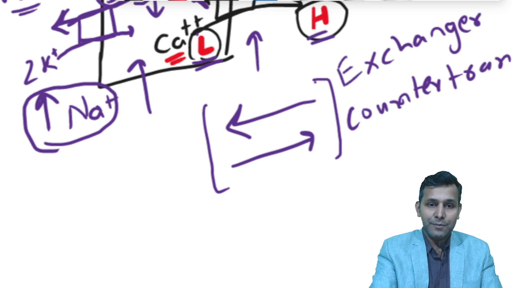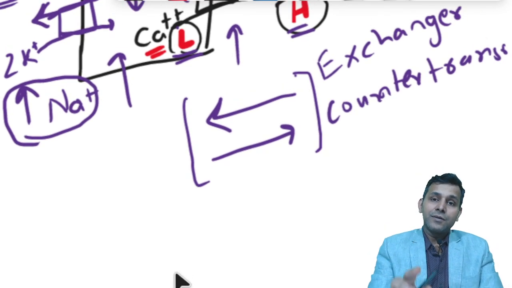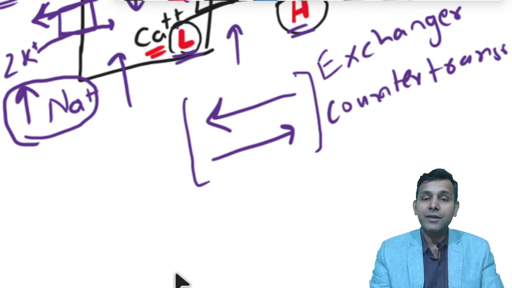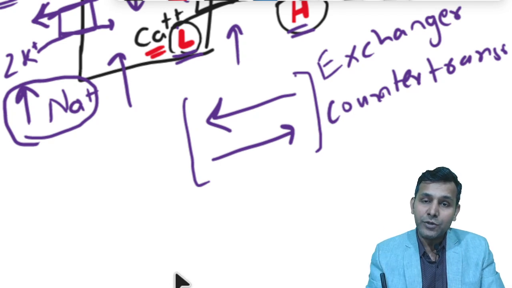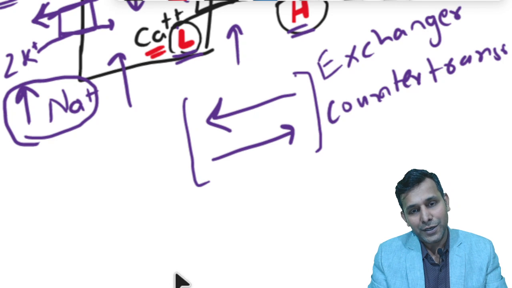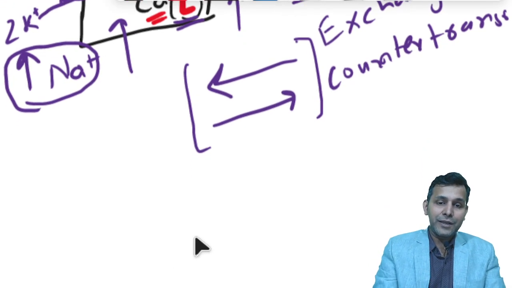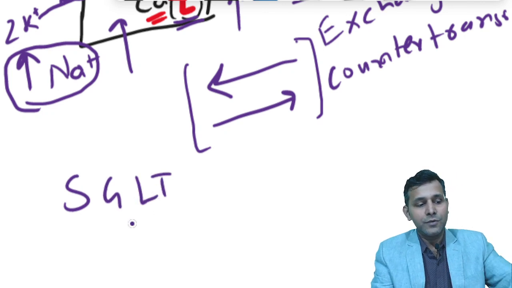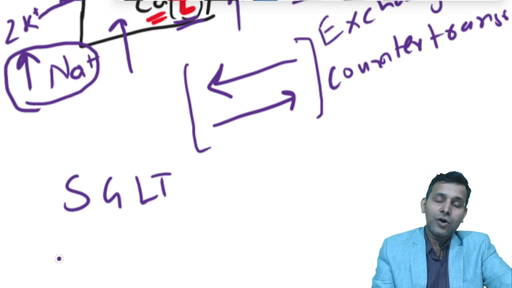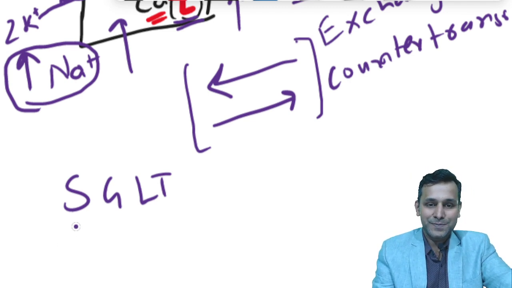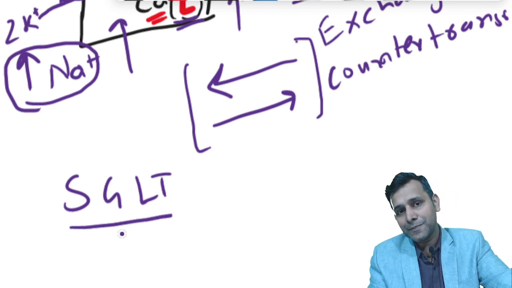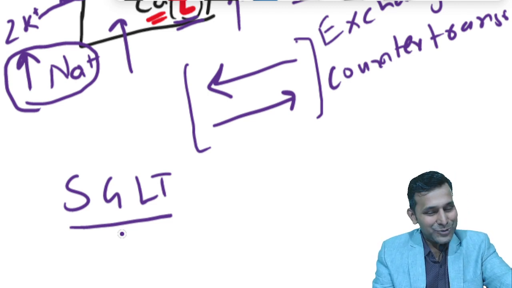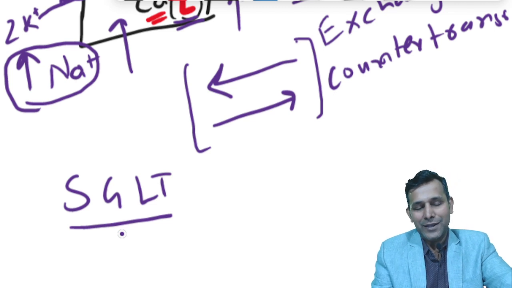Whereas we can have another example where sodium and the other substance, both of them are moving in the same direction, but sodium is moving from higher to lower, and the other substance is moving from lower to higher. The other example is SGLT, that is sodium glucose linked transportation or sodium glucose co-transporters. SGLT is one of the excellent examples, and it is always one of the favorite topics for all the students and teachers to appear during exams.